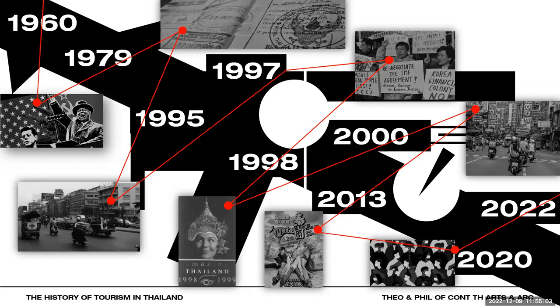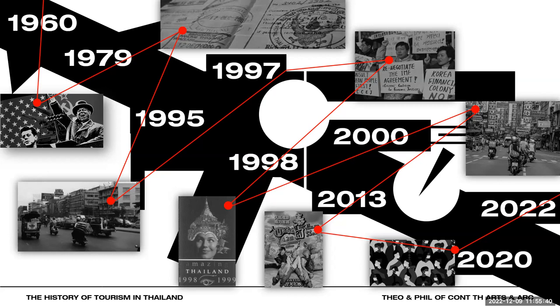And then 1995, and then 1997, which is the Asian economic crisis. And then 1998, and then the 2000, which is a key point, like the booming of the Thai economy, I think.